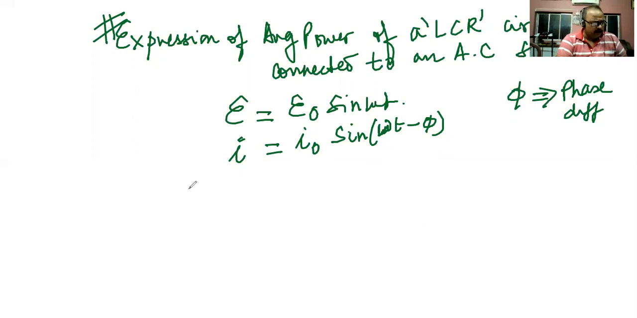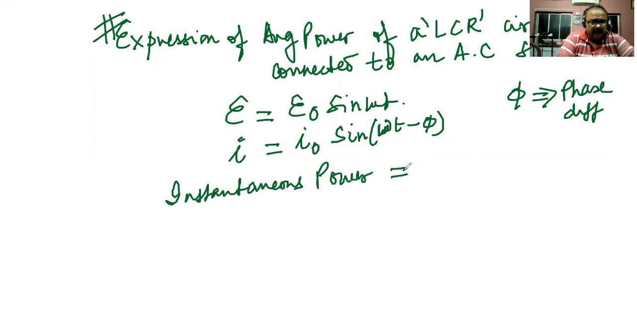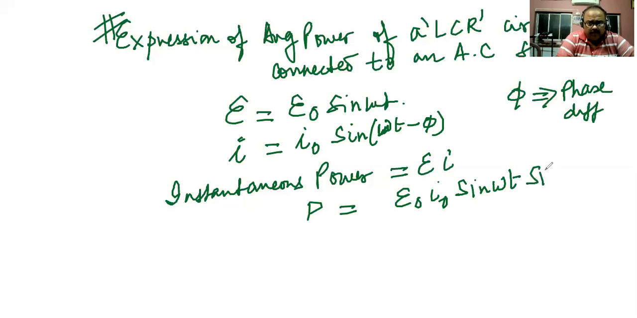We will try to find out the average power. If I ask you what the instantaneous power is, from the earlier formula we know that it is given by E into I. So instantaneous power P is E naught I naught sine of omega t into sine of omega t minus phi. So this is your instantaneous power.